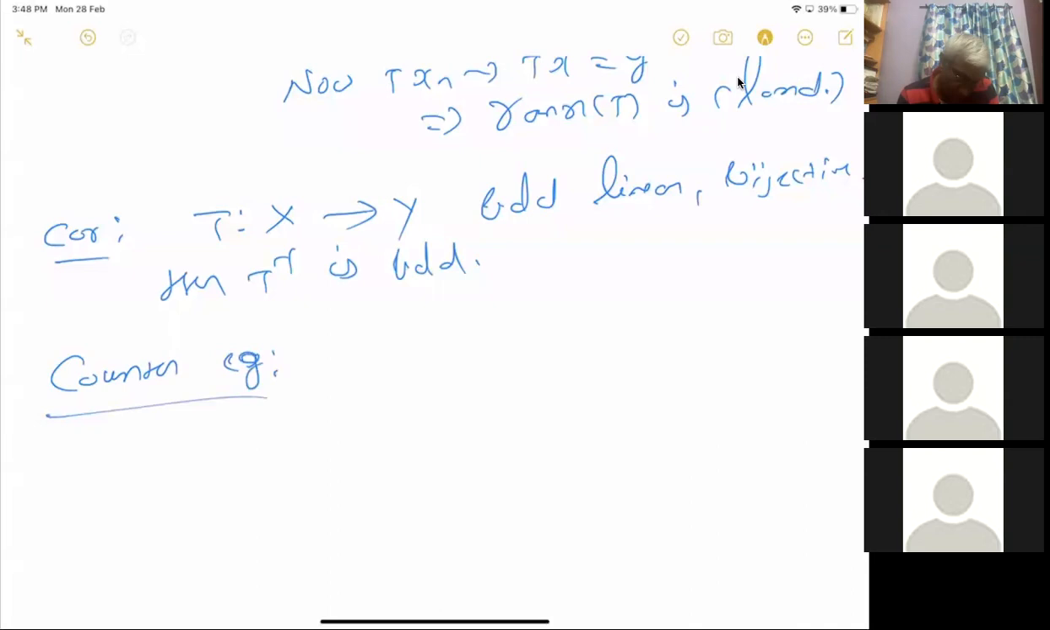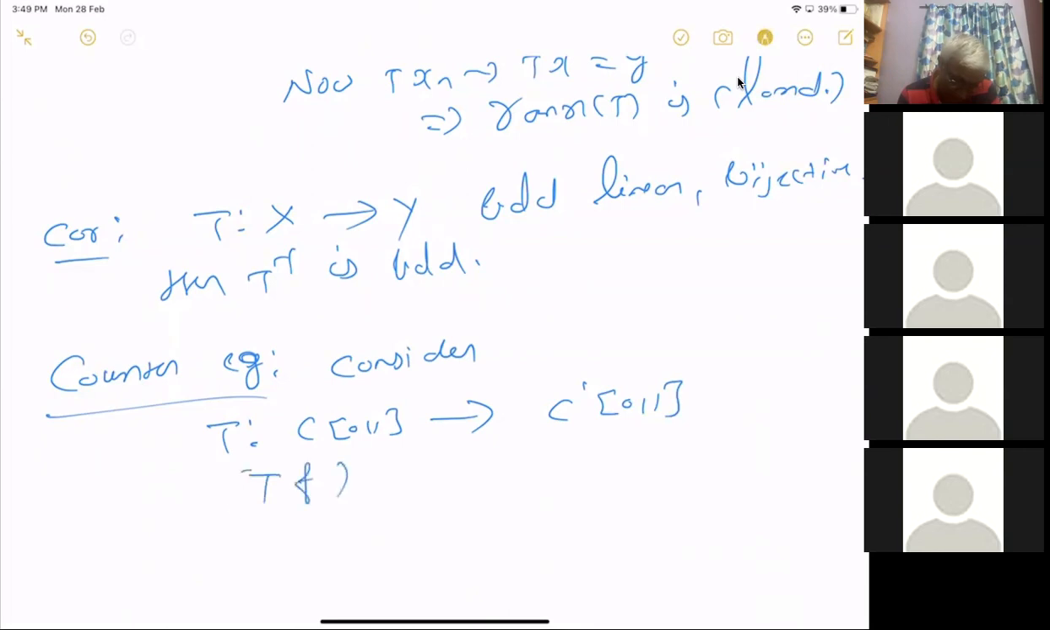Counterexample. If xy is not... y has to be a closed subspace. That is important. So consider the integral operator T from C[0,1] to C[0,1]. Mostly this will be our counterexample for all these theorems, where T of any f at x equals the integral from 0 to x of f.